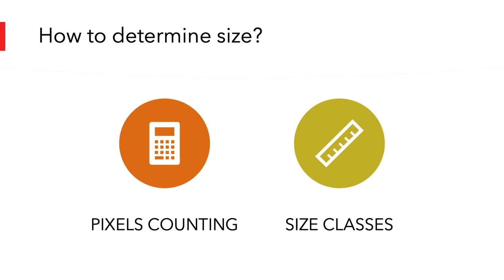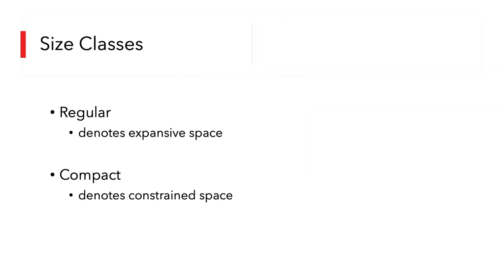And what do I mean with size classes? I mean the regular and compact size classes. Regular denotes expansive space, so that means like an iPad on landscape or an iPad on portrait. And compact is the constrained space. And for an iPhone, for example, it's the width that's really small, that's compact. But if you run an iPad, both sizes are regular.